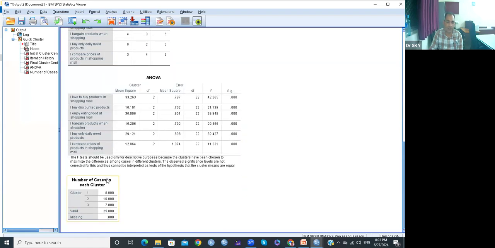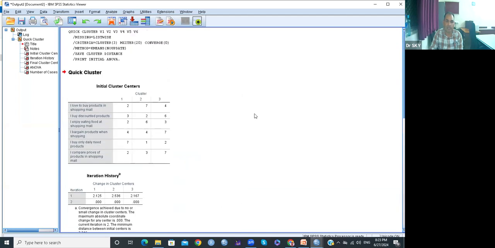Now, this is the number of cases in each cluster. So you can see here we have taken 25 customers. In the first cluster, there are 8 customers, then 10 customers and 7 customers. So on the basis of these values, you can have an idea.